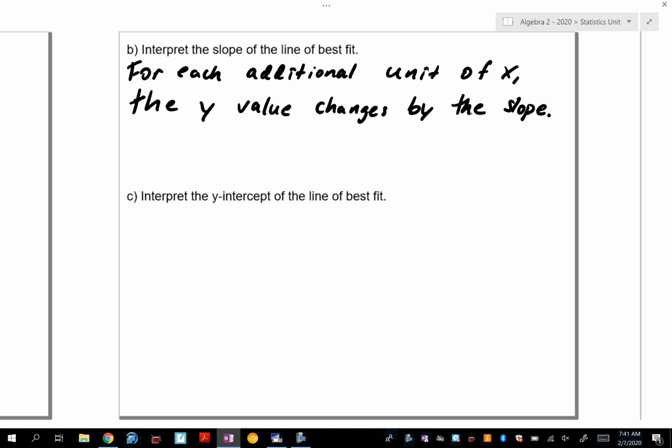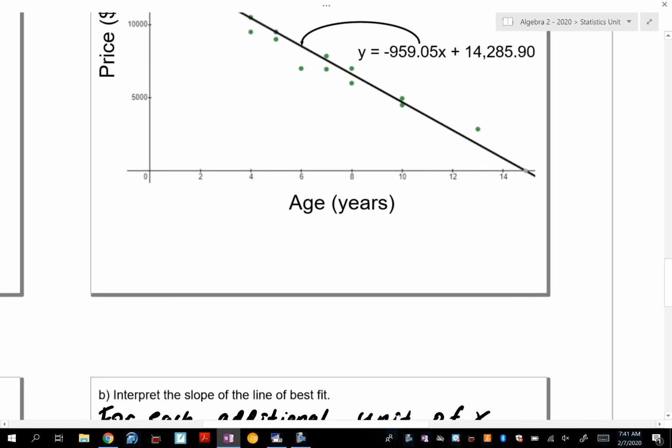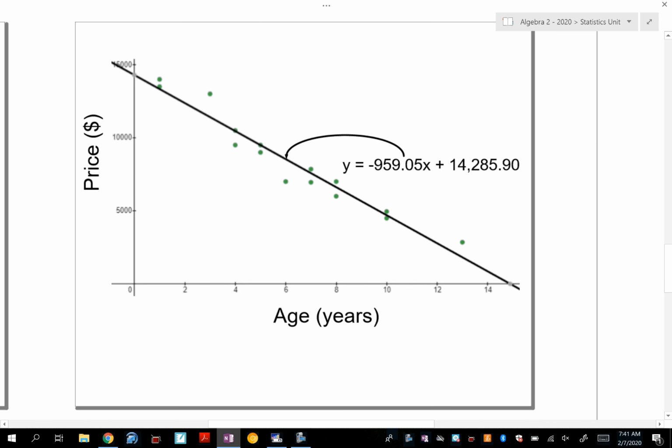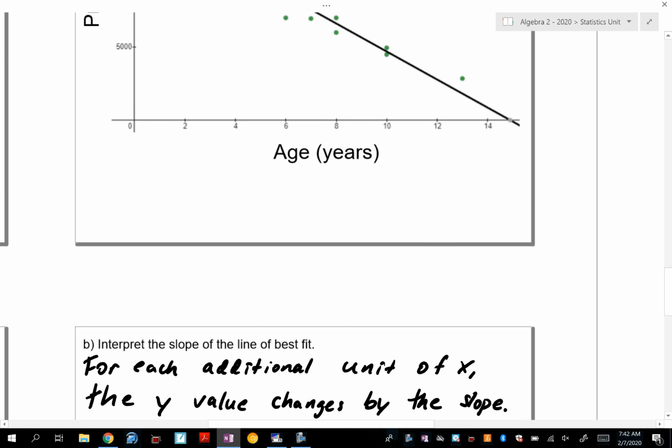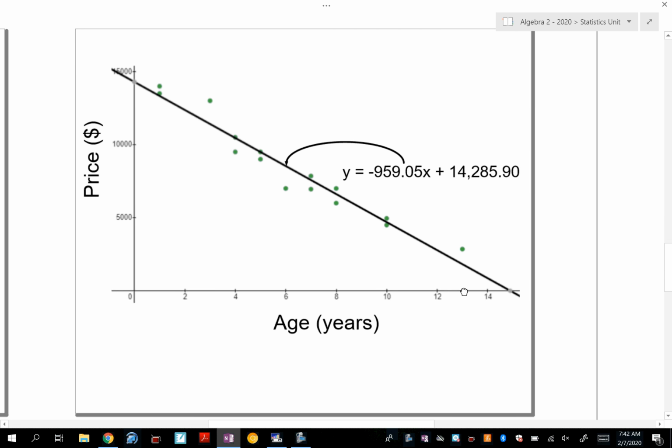On the SAT, you're going to have to answer it in the context of the problem. So let's think about this. Go back to the scatter plot. What is the x variable? Age. So what would be an additional unit of age? One year, because we're talking about age in years. So this is what you write. So for each additional year, what do I expect to happen to the y value, which is the price? Katya? Decrease by how much?